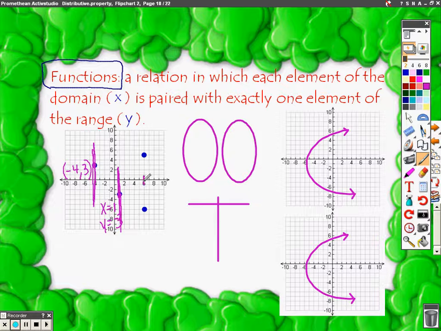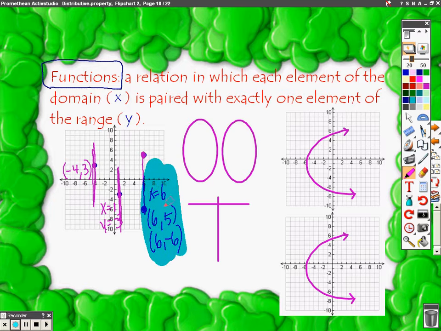If I look right here at x equals 6, I have a point up here and I have a point down here. So when x is equal to 6, I have two values, (6, 5) and (6, -6). Because of this right here, I have an x value that is paired with two y values. This one is not a function.